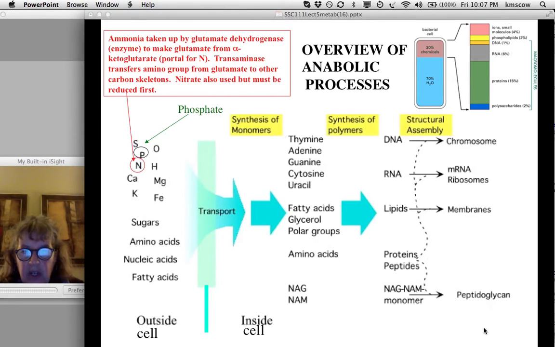What isn't shown here are polysaccharides, which are made up from the sugars. So these monomers then are synthesized into polymers. So there's the DNA, which makes up chromosomes, RNA, ribosomes, lipids that go into membranes, and then proteins and peptides making up all these different enzymes, transport proteins, and then the peptidoglycan, right? So this is essentially the kind of roadmap of anabolism.